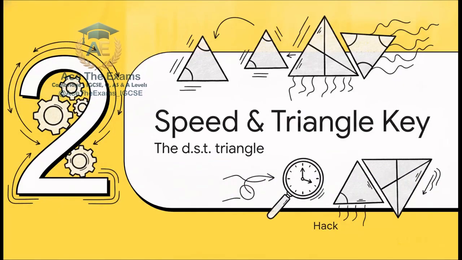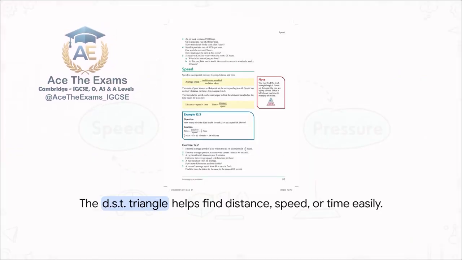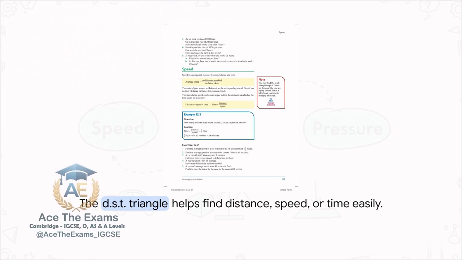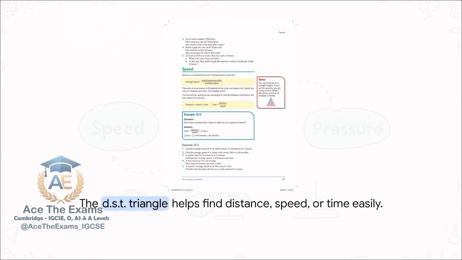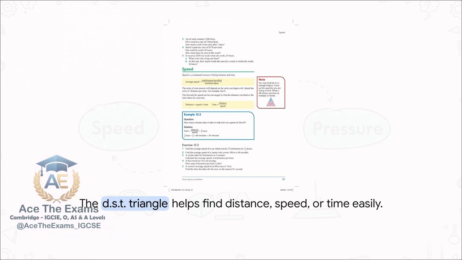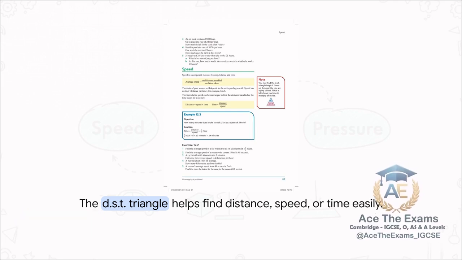Moving on to section 2, speed and the triangle key. Okay, you're going to want to pay close attention to this. Look at the DST triangle: distance, speed, time. This visual, it is an absolute lifesaver. Seriously, instead of trying to memorize 3 different algebraic formulas and getting them mixed up, you just use this one triangle. Here's the trick. Just cover up the quantity you're trying to find.